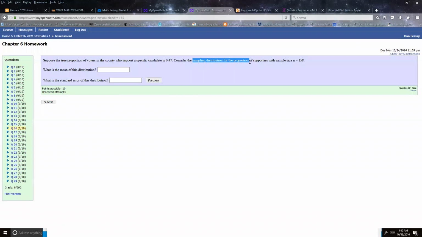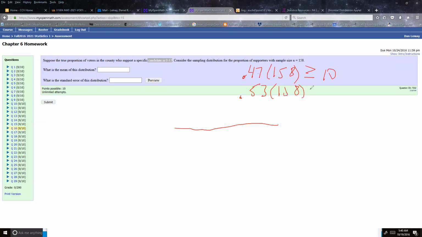So you see that's an important thing to know, because we're not looking for how many, we're looking for a percentage. So that tells me that if this is the true proportion of people that support the candidate, that's going to be the center of the distribution. Okay, and we should do that check that I just talked about. If we do 0.47 times 158, well, that's going to be more than 10. And if we do 0.53, because remember it's 1 minus 0.47, times 158, that's also more than 10.